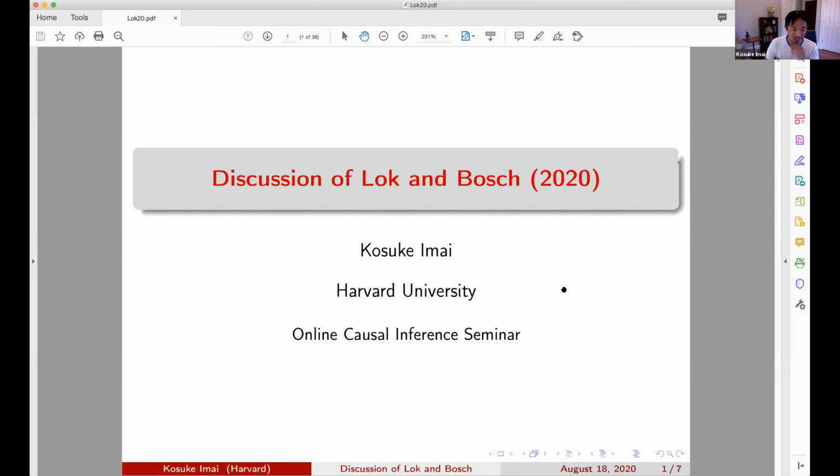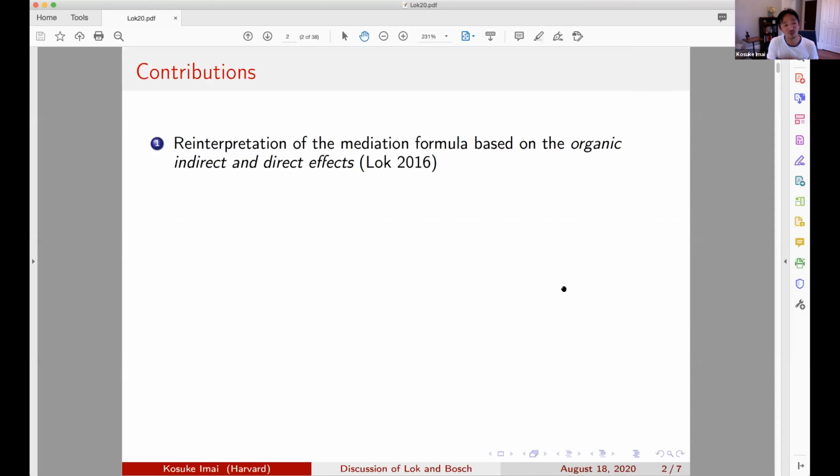Okay, great. Thanks for having me to discuss this paper. So I'm going to just go quickly. I first wanted to describe the contributions of the paper. For me, it reinterprets the mediation formula that's been widely used in terms of these new causal quantities introduced by Judith in her 2016 Statistics in Medicine article.